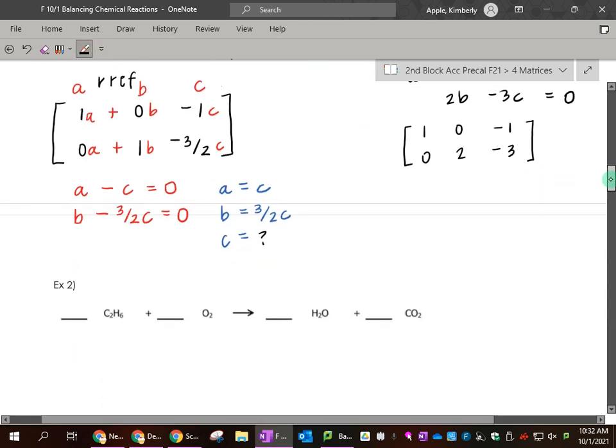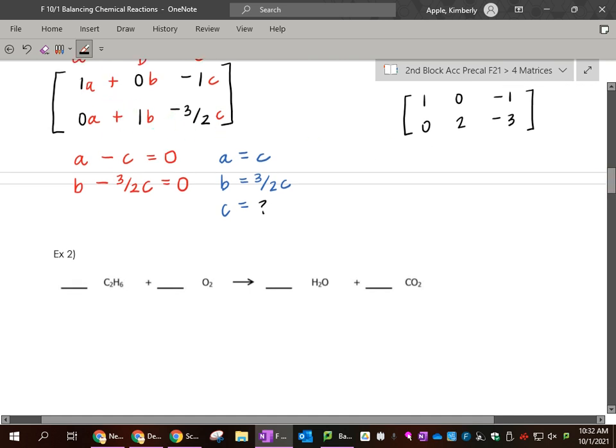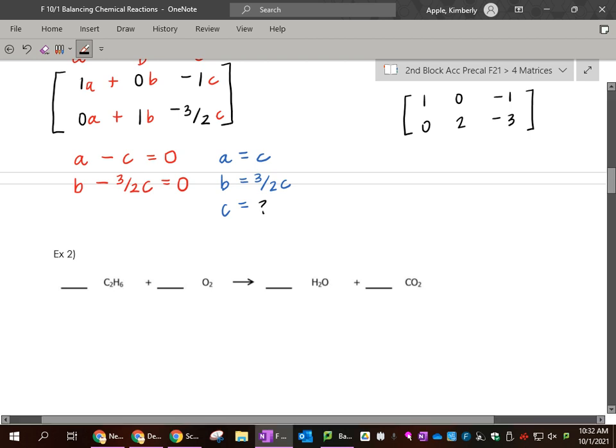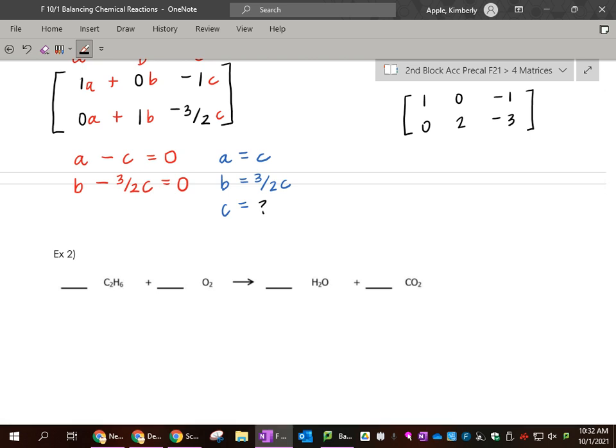And we call it free because we're not given a value for it. All the other variables are in terms of C. A equals C, B equals 3/2 C. But what's C? It's a free variable because I can choose it to be whatever I want. And the rest of the system will respond to that chosen value of C.